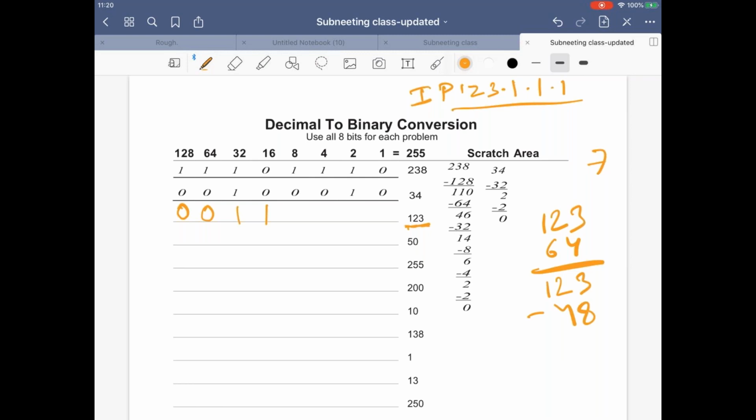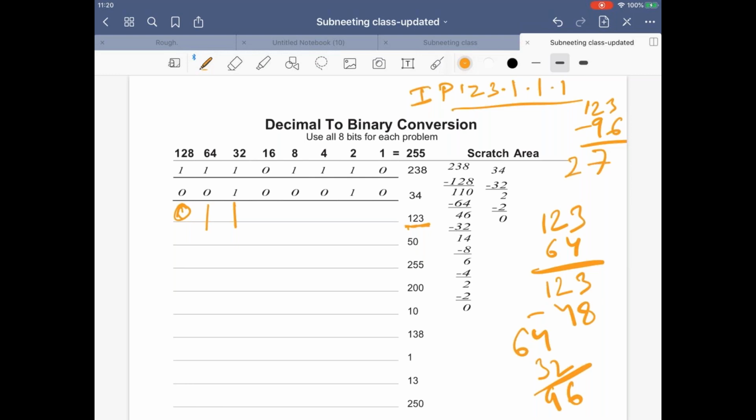From 123, 48 leaves 75. No, we will not get 75 here also. 1. 64 plus 32, how much? 96. Correct? Yes, 96. 1, 1. And now 123 minus 96. How much? 27. 123 minus 96, how much?